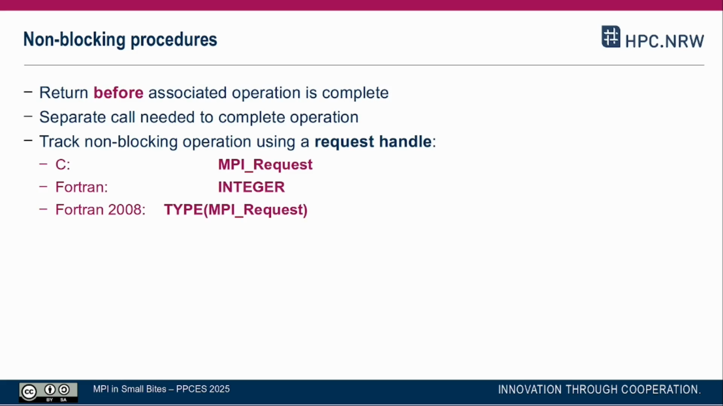In C, it has its own type, MPI_Request. In Fortran 90, it's a normal integer, and in Fortran 2008, it's a type leaning towards the C type in the interface.